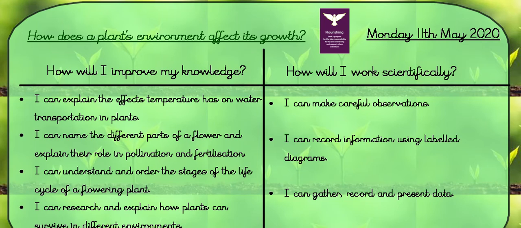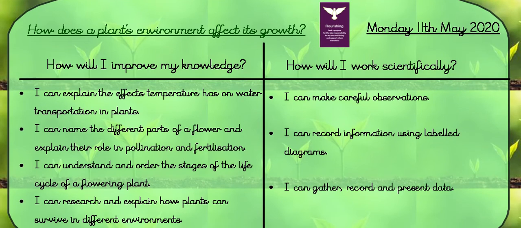Okay, so let's get started with our learning for today. Last week, we were looking at different parts of plants, labelling different parts of plants and their functions. And we also started to look at how water is transported into plants. So this is our plan for this week. We're going to review the investigation that I started last week and think about how temperature affects water transportation in plants. We're going to take a closer look at flowers and explain the important roles they play in pollination and fertilisation.